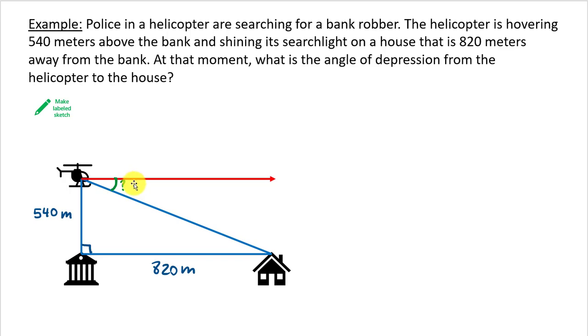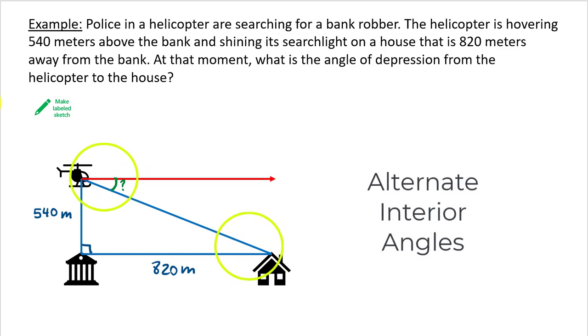One option would be to construct another triangle that contains our unknown angle, and we can do it by drawing a line here. Or we can use the fact that we have two parallel lines here, this horizontal ray and this segment that represents the distance from the bank to the house. They're both horizontal lines, so they're parallel. The segment representing the line of sight is the transversal. Therefore, we have alternate interior angles, which are congruent.